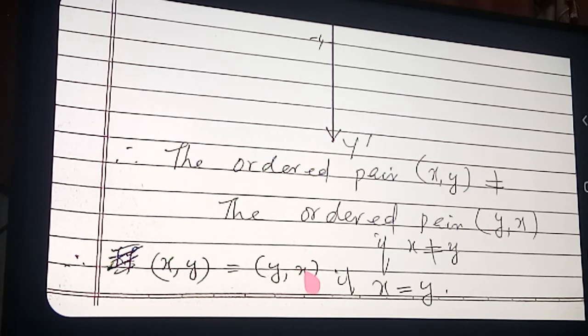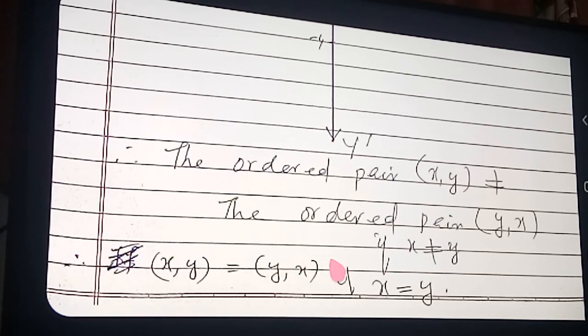Once more, is it clear? Two ordered pairs are equal only when their x coordinates are equal and their y coordinates are equal. Clear? Okay. We will move to the last exercise. This much portion only in this chapter.